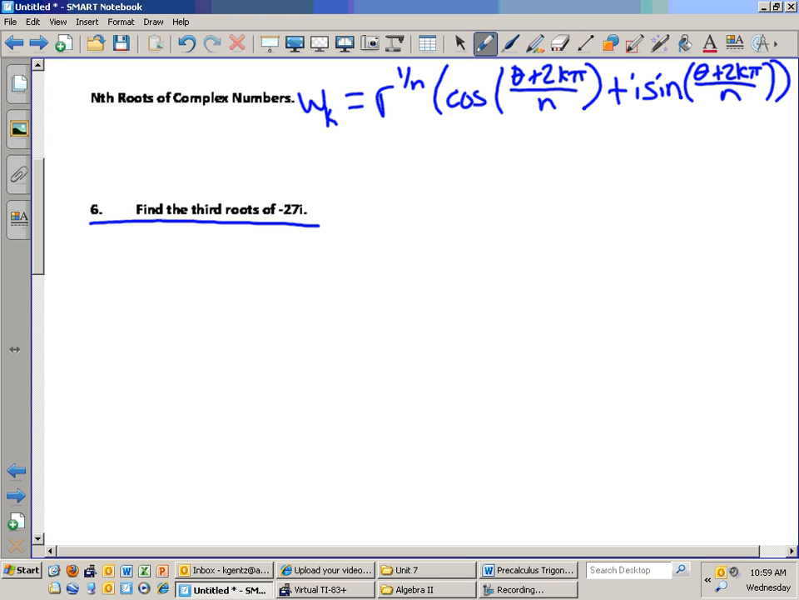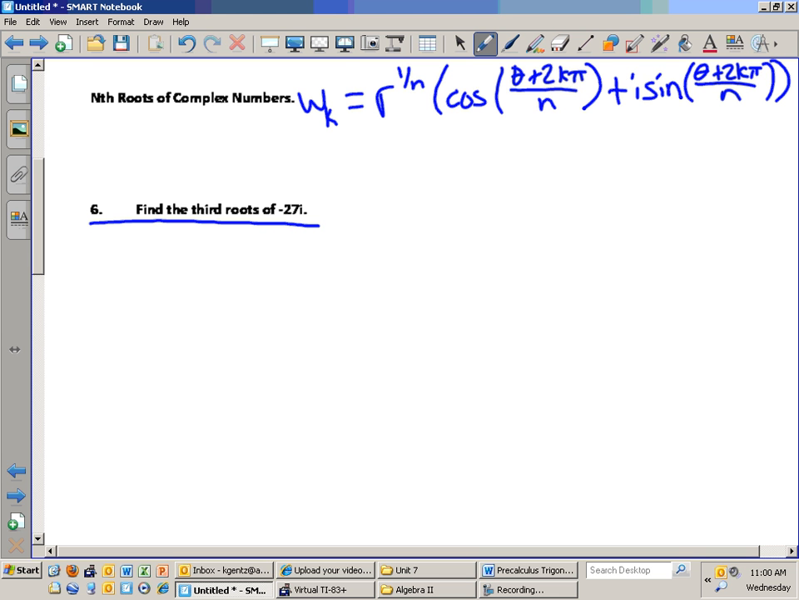If you look at example 6, it says find the third roots of negative 27i. So again, if I just ask you, what's the square root of negative 4? 2i. Well, what if I ask you the square root of 2i? What if I ask you the eighth root of 2i? What if I ask you the cube root of 2i? That's what we're dealing with now. How do you find roots of complex numbers?